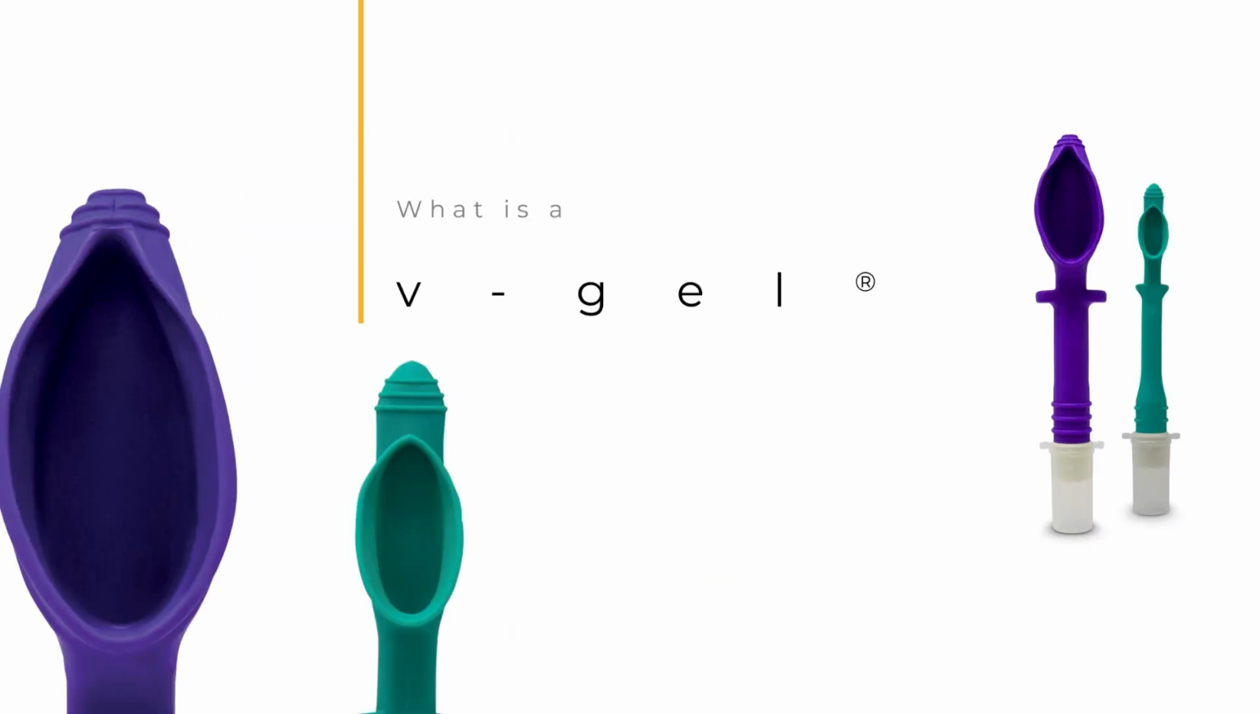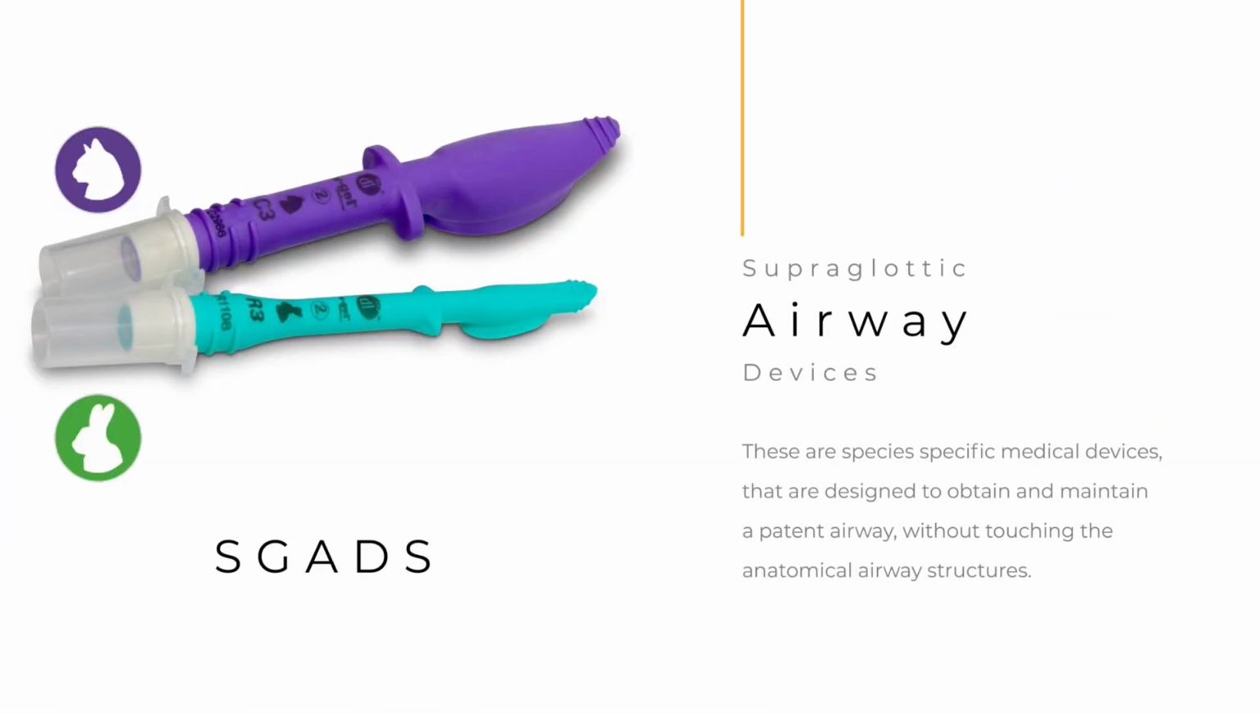What is a V-gel? A V-gel is an example of a supraglottic airway device. These are species-specific medical devices that are designed to obtain and maintain a patent airway without touching the anatomical airway structures.